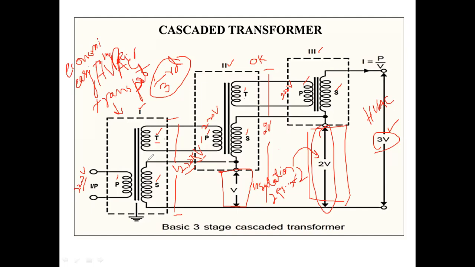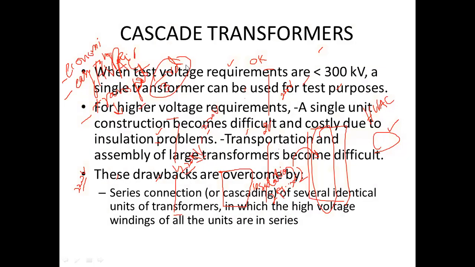And if we have a bulky single unit, its transportation, carrying and moving from one place to another will be a big problem. So this is also an advantage of using different units for the cascade transformer. I hope you will understand it. Okay, so now move to the second slide.